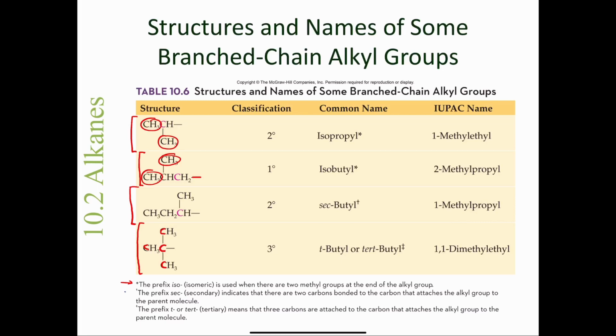Another point of interest shown down here, it says the prefix sec or secondary indicates that there are 2 carbons bonded to the carbon that attaches the alkyl group to the parent molecule. So if you look at sec-butyl, you can see that this carbon highlighted in pink is attached to 2 carbon atoms like this. And finally, the t or tertiary means that there are 3 carbon atoms attached to the carbon that attaches the alkyl group to the parent molecule. Again, if you look at tert-butyl, you can see that this carbon is attached to 1, 2, 3 carbons.